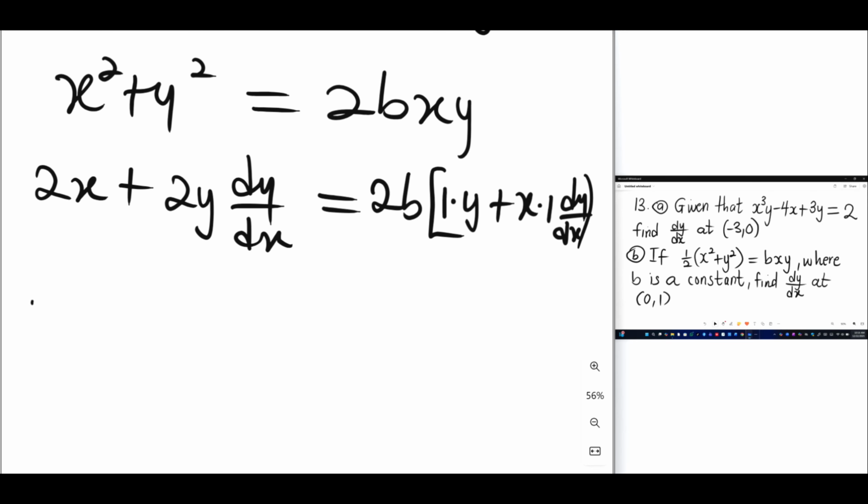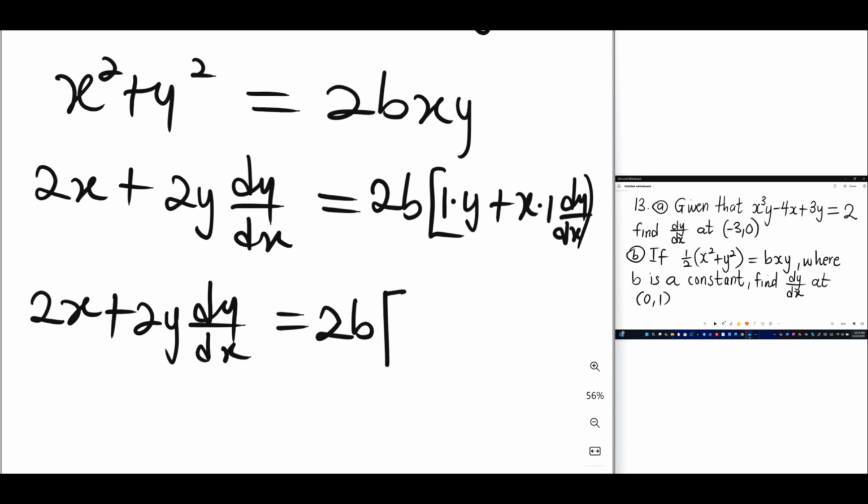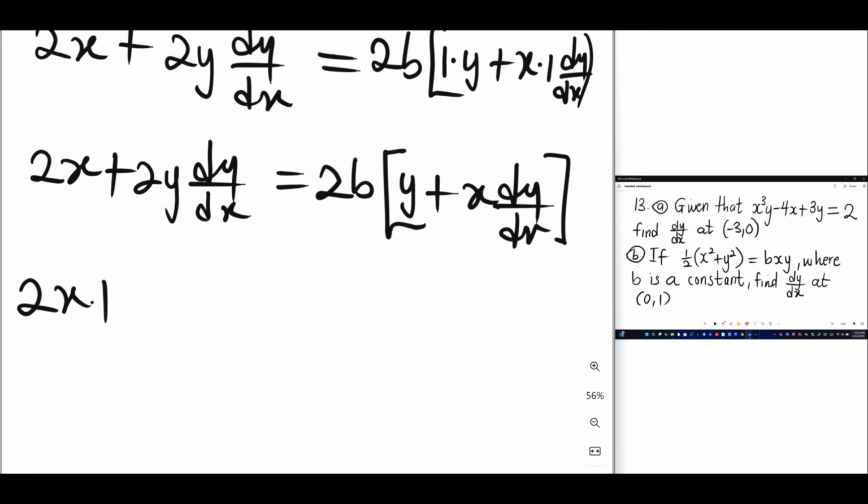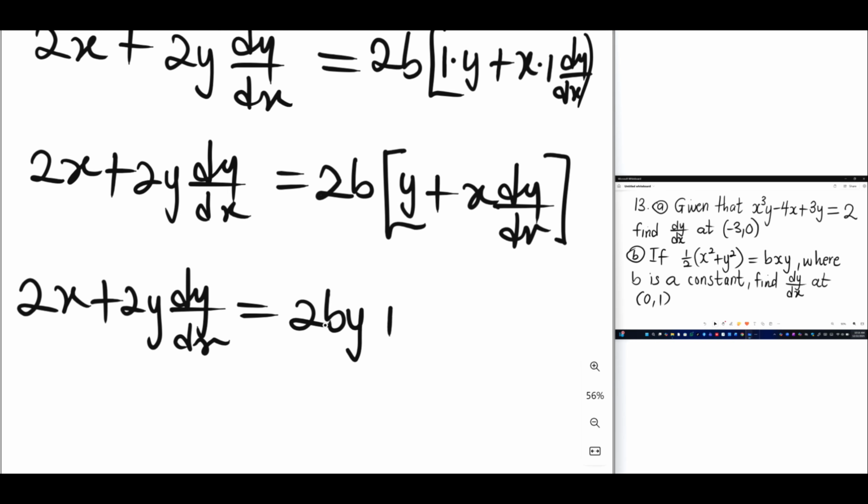So we have here 2x plus 2y dy dx equal to 2b out, because this is the constant, so factorize it out. Let's work on a bracket. We have y here, then plus x dy dx. Continue. We are going to get 2x plus 2y dy dx equal to 2by plus 2bx dy dx.